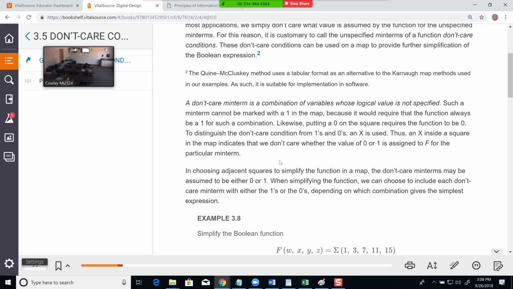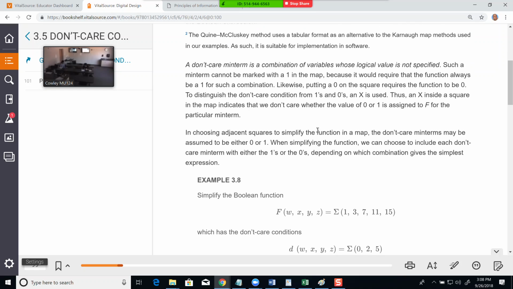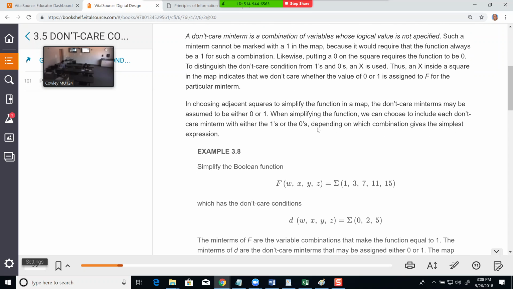Thus, an x inside a square of the map indicates we don't care whether the value is 1 or 0, because it really doesn't matter for what we're designing. In choosing adjacent squares to simplify the function in the map, the don't care min terms may be assumed to be either 0 or 1. When simplifying the function, we can choose to include such a don't care min term with either the 1s or 0s, depending on which combination gives the simplest expression.